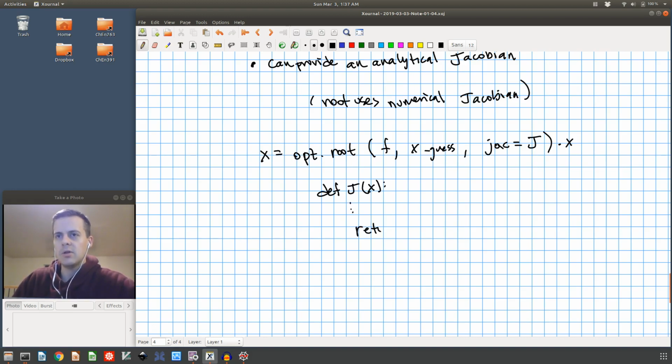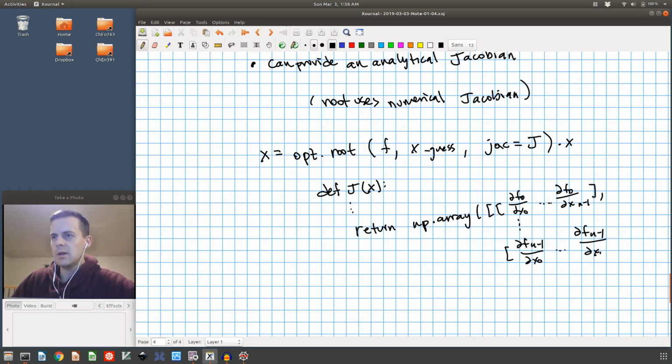And you're going to come down here and return the NumPy array with df0/dx0, dot dot dot, df0/dx(n-1), all the way down to the last row, df(n-1)/dx0, over to df(n-1)/dx(n-1), just to remind us what a Jacobian is. So if you do out all those derivatives and put those in terms of the x's, and you use that argument right there, that'll provide the Jacobian.